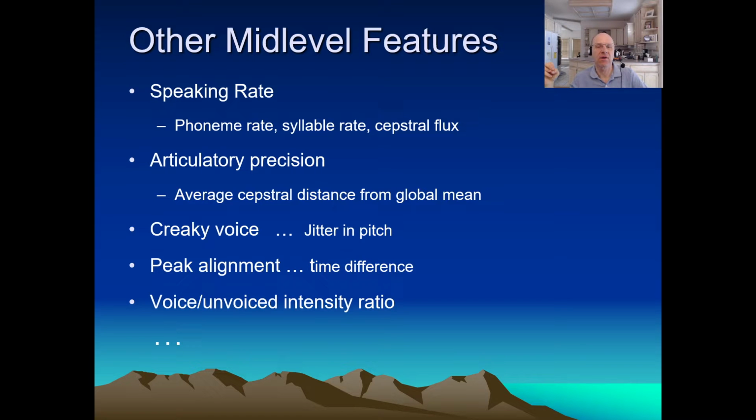Articulatory precision, whether the speaker is producing enunciated or reduced speech, you can compute that by looking at the spectral values and computing the spectral values at each time and seeing how far they deviate from the global mean, sort of the global schwa sound. Creaky voice, roughly jitter in pitch, peak alignment, time difference, unvoiced intensity ratio is an interesting one. So unvoiced consonants are usually much quieter than the vowels and voiced consonants. But if people are a little bit angry, the volume on the consonants tends to increase, and so this ratio goes down. There's many more we could talk about.